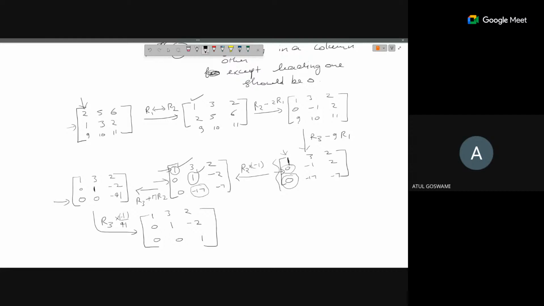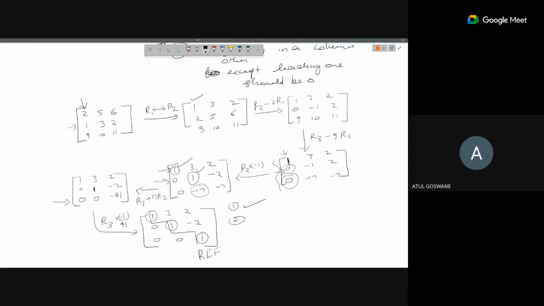Now we can say this is the row echelon form. Let me verify whether it is a row echelon form or not. The first condition says the leading entry, or first non-zero entry, in every row must be 1. What is the leading entry in the first row? 1. In the second row? This is 0, so this is the leading entry, and it is 1. This is the first non-zero value, and it is 1. So the first condition is satisfied.